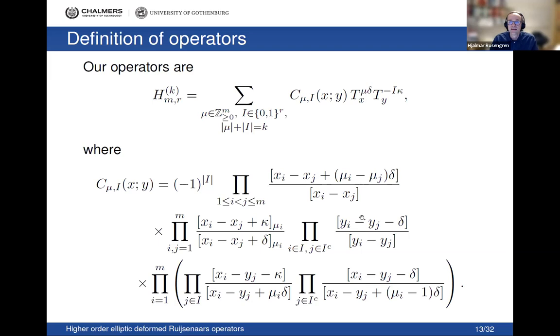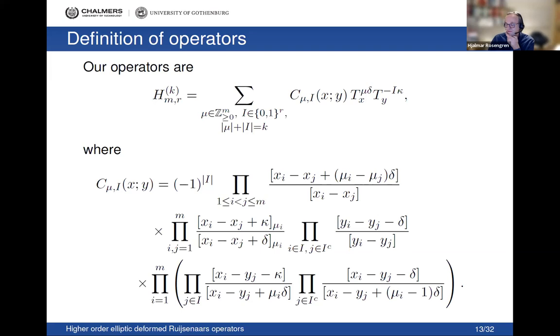So in the Y variables, I hope you can see my pointer, by the way, you have this thing that looks just like the Rosengren thing. In the X variables you have more of these hypergeometric things with shifted factorials. And then you have some cross factors, which are quite simple, just some simple combinations of theta functions. Okay, so this operator is what I want to talk about.